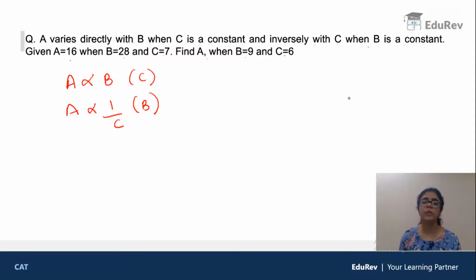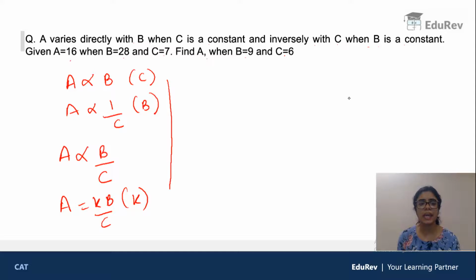Okay? So what do we do? This is an example of joint variation. So we will just combine the two. So I can write this as A varies with respect to B by C. So A is equal to KB by C. So here you have a new constant K.